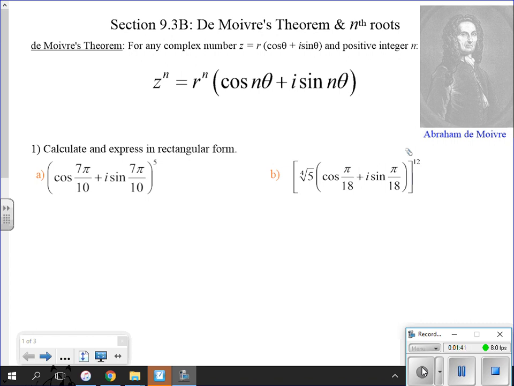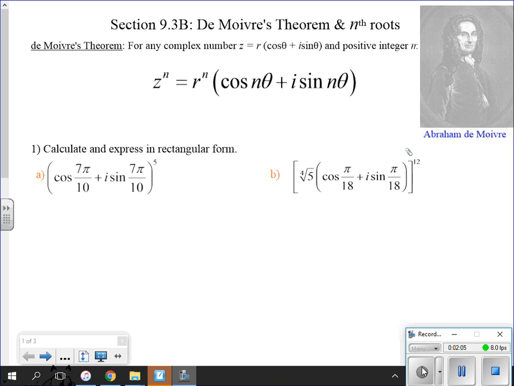You take the r in front to the power, and you take the angle theta times the power. That's it. So if you're taking a complex number written in polar form, it's really very, very easy to take it to a higher power.